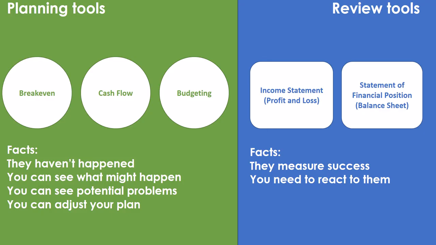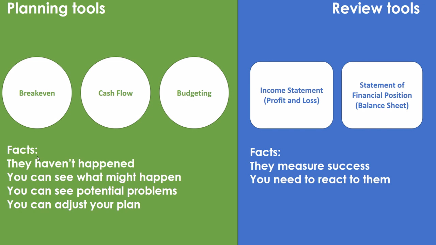So there's 5 major financial tools. Break-even includes costs, of course. So I've categorised them into 2 things, planning tools and reviewing tools. So on the left hand side are our planning tools, so break-even, cash flow and budgeting. These are things that help you plan your year, your months, your business. And the facts are, don't forget, they haven't happened.